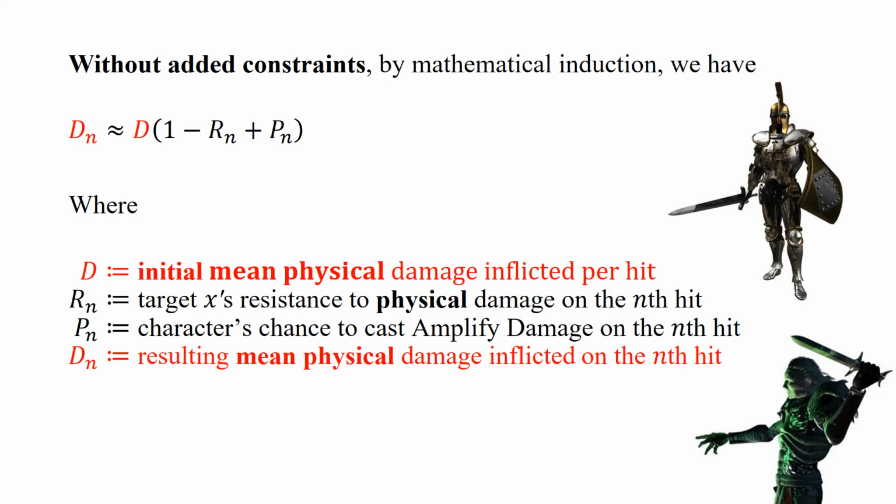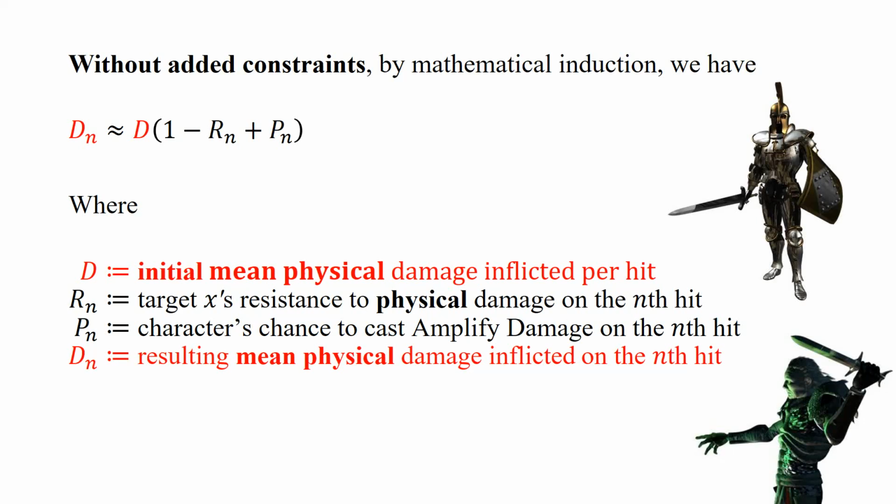But you'll notice that by letting the initial mean physical damage inflicted per hit at this stage be constant, we haven't yet, from that assumption, demonstrated that the d sub n itself will be constant. It could still depend on n. And what's more, by making this change, we should note that the d sub n is now the resulting mean physical damage. That is, it's a mean inflicted on the nth hit because the d is now a mean. You could have argued that it was a mean, because of the variance in probability. But this makes it more clear that we're really talking about a mean at this point for d sub n. That is the resulting mean physical damage inflicted on the nth hit.